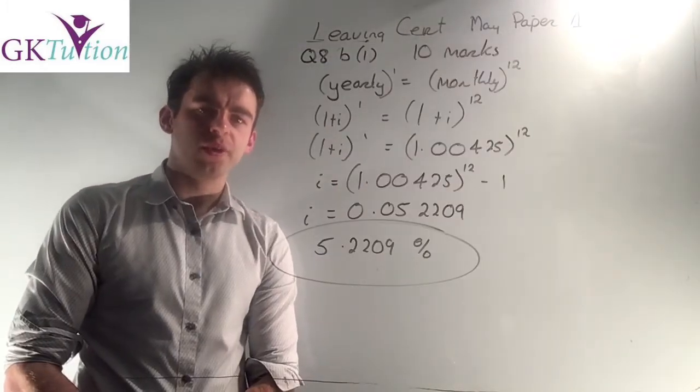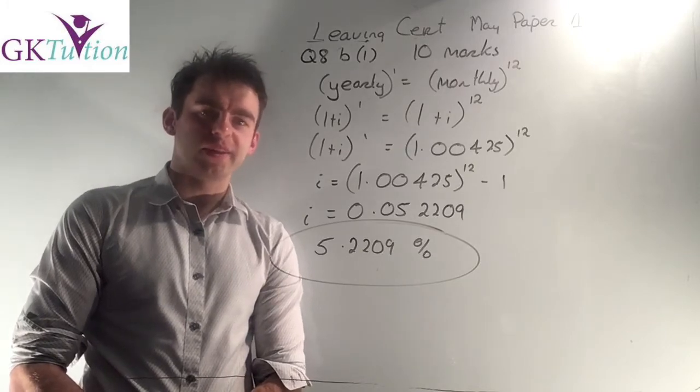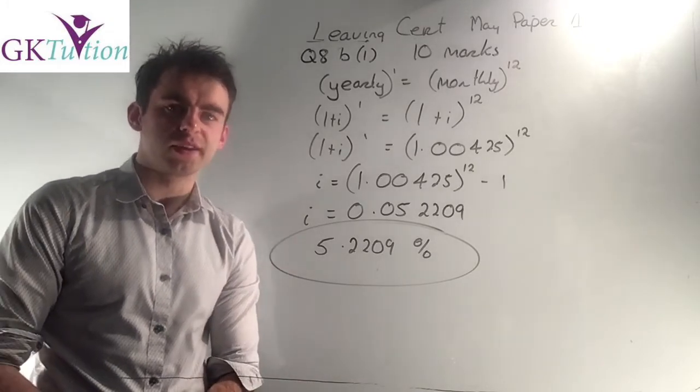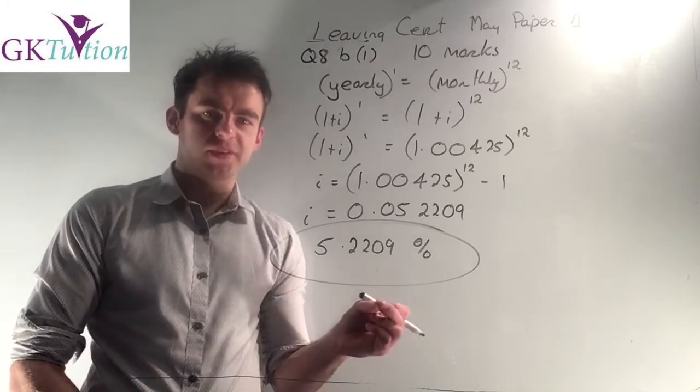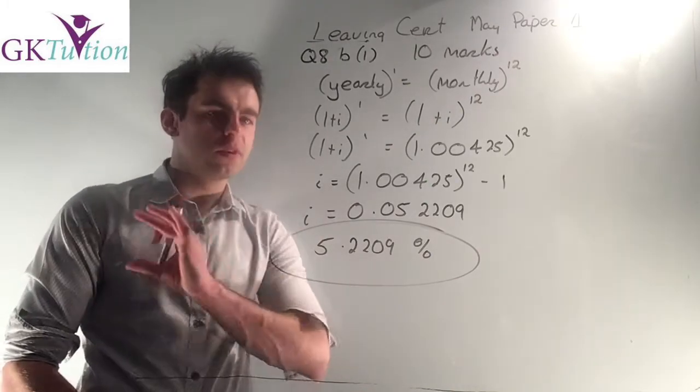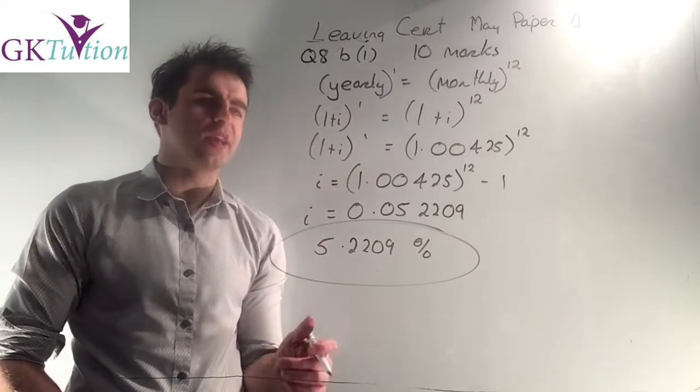For B part 1, we're asked to find the annual interest rate that is equivalent to a monthly interest rate of 0.425%. We're asked to leave our answer to 5 significant figures. So you've done loads of these. I'd always set them up with the same template.